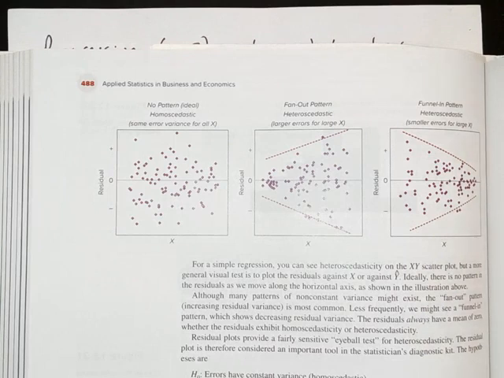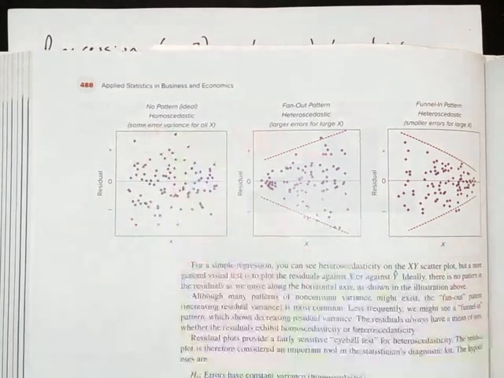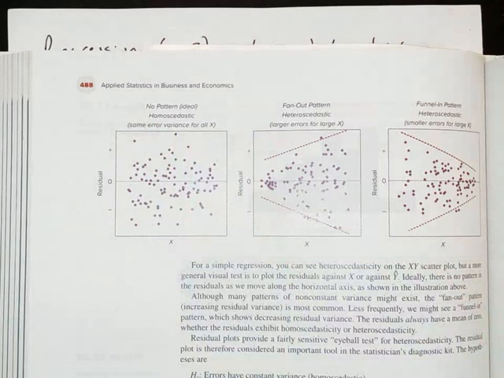Now, I don't know where this name comes from, but they call this skedasticity. It's all the same, it's homoskedastic. This is heteroskedastic, it's increasing. This is heteroskedastic, it's decreasing. I'm never going to use those terms again.